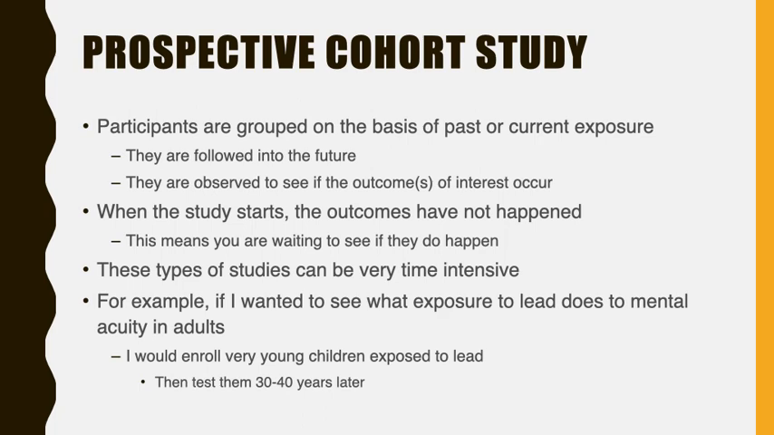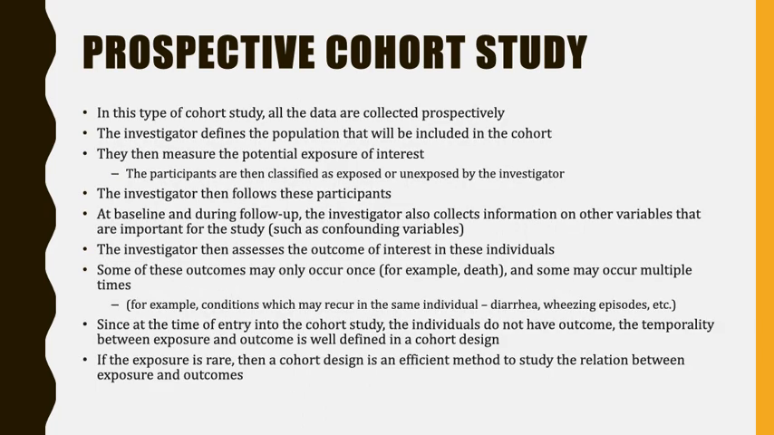So, for example, if I wanted to see what lead exposure does to the mental acuity in adults, I would enroll very young children who would have been exposed to lead and then test them over the next 30 to 40 years. In this type of study, all data is collected prospectively. So we define the population that will be included in the cohort, and then we figure out a way to measure the exposure of interest, and then we classify these people as either exposed or unexposed. And then we follow them through time.